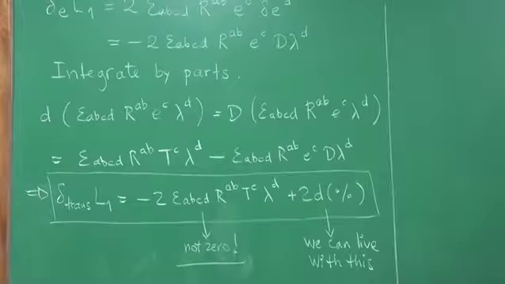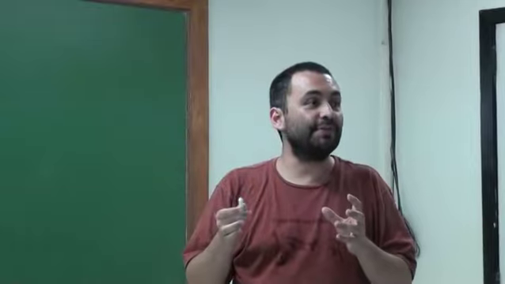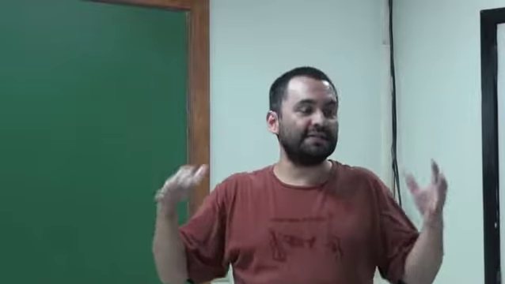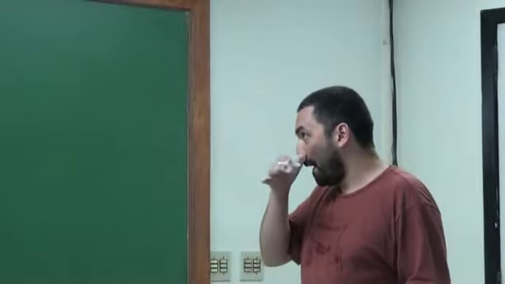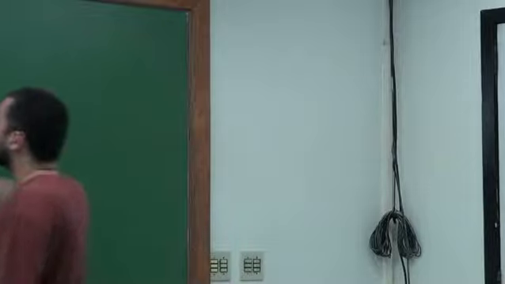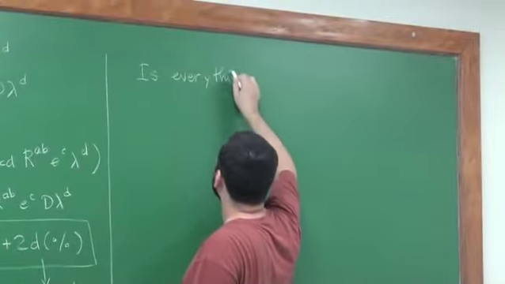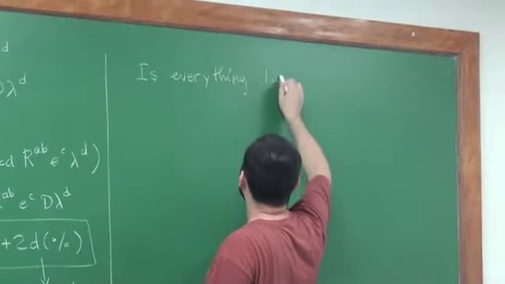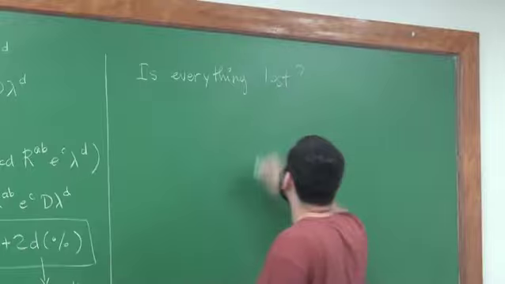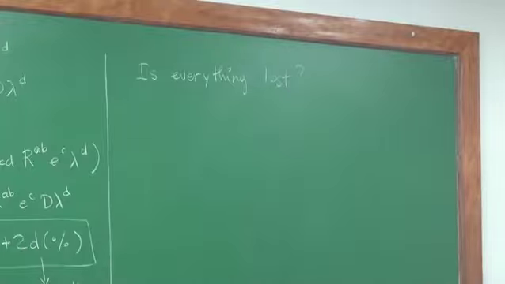This is actually what MacDowell and Mansouri found, that when they tried to write general relativity as a pure gauge theory, they could make it invariant only under Lorentz transformations and not under the whole group. So is everything lost?